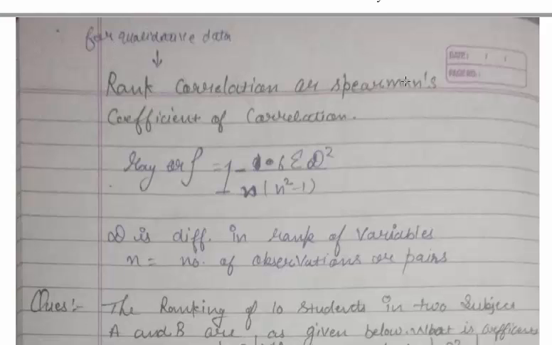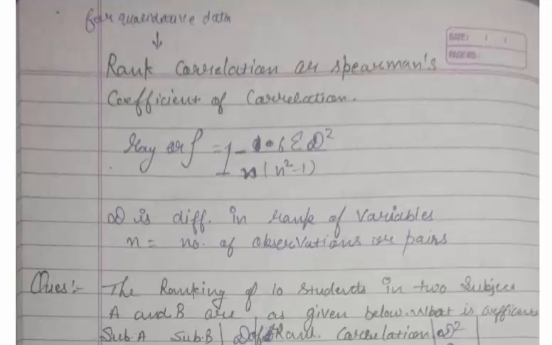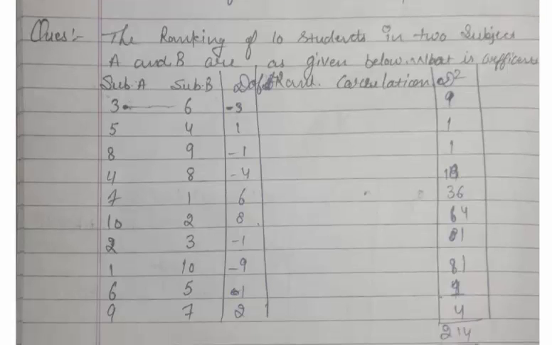Another name for rank correlation is Spearman's coefficient of correlation, and this is the formula to find the rank correlation. If the ranks are not given, to find the rank correlation, firstly we provide the ranks to the series. After providing the rank to each term of the series, then we find the rank correlation. So, now we discuss the numericals for rank correlation.